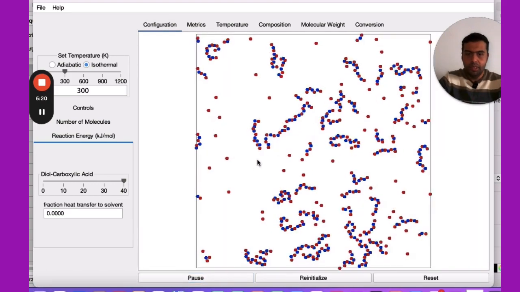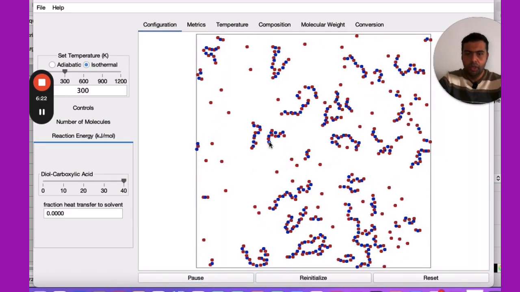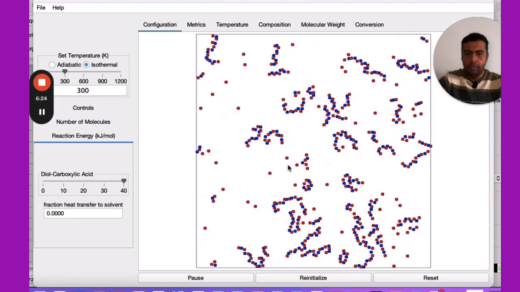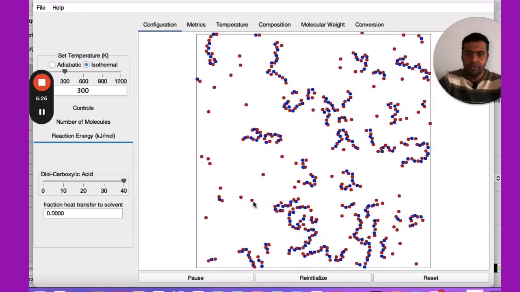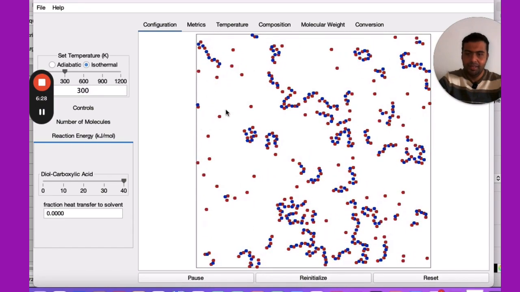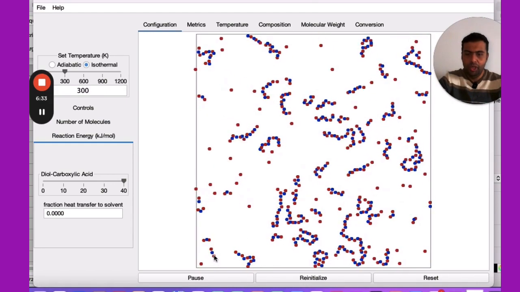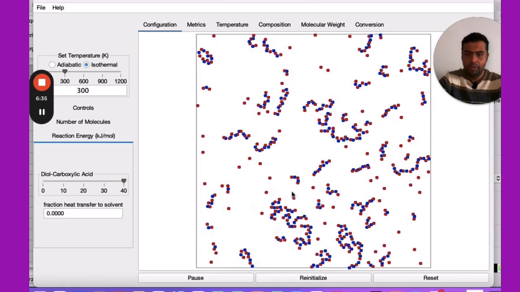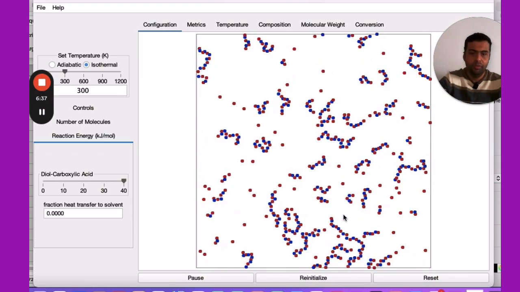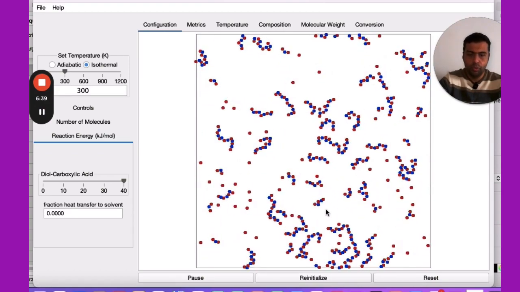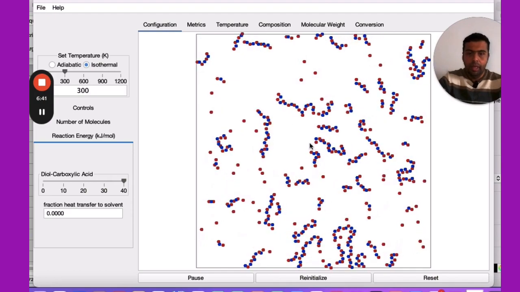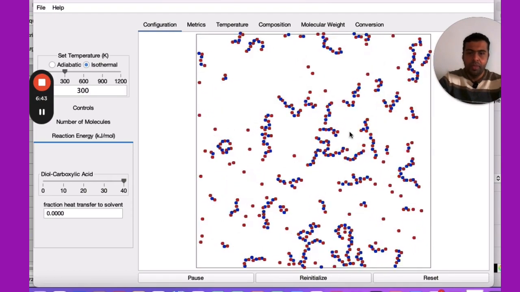As you can see here, the chain is growing, and you can see that there will still be some excess red dots. There will also be some small chains, the trimers and maybe dimers, and we will have 4 molecules together, which will be the oligomer, and then we will have a long chain of the polymer.